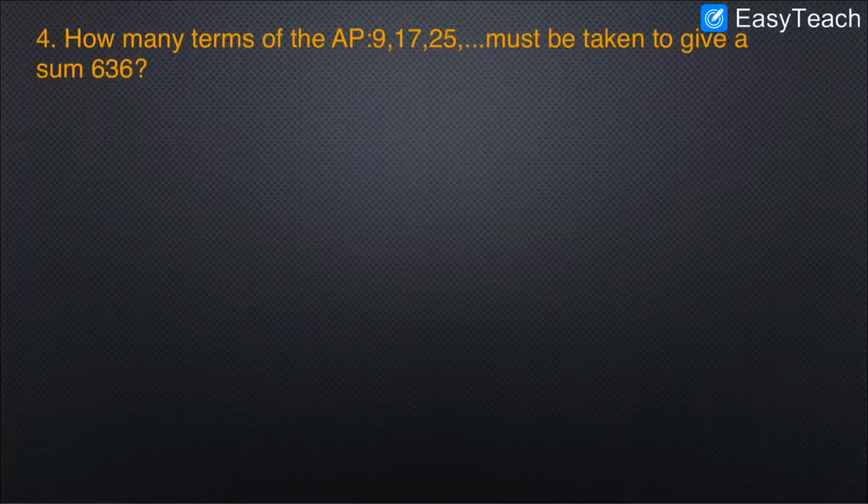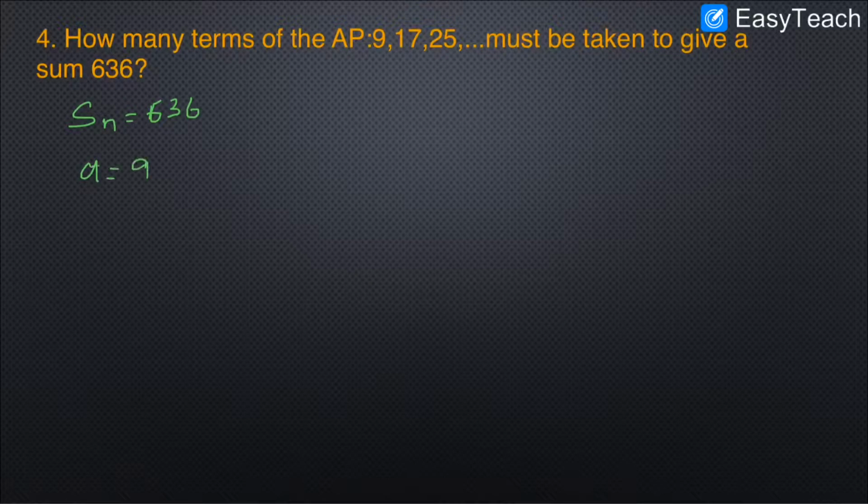Let's try to solve this from exercise 5.3, the fourth problem. How many terms of the AP 9, 17, 25 must be taken to give a sum 636? So, here the Sn is given, which is 636, and a we know is 9, and d we can find out, which is 17 minus 9, which is 8.